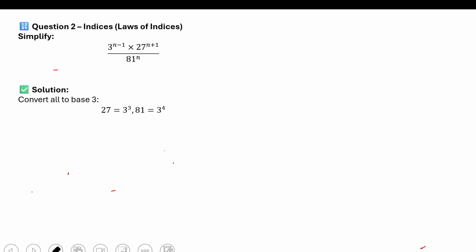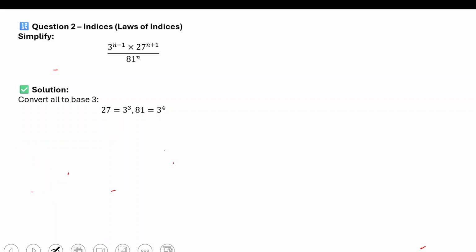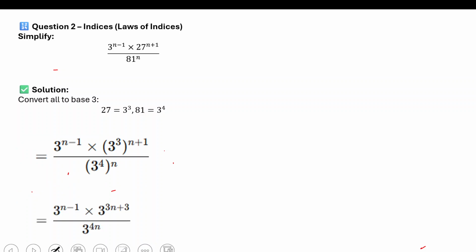Okay, so by way of explanation, convert all to base 3. You have this expression, you have this, you have this, and then you have 9. Okay, so move on to question 3, standard form.